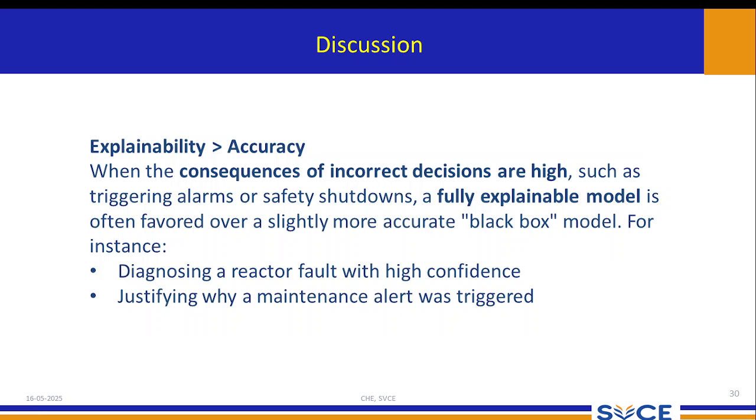So it's very clear. If the consequences of incorrect decisions are high, even though a black box model is slightly more accurate, it is better to go for a fully explainable model. Underline the words fully explainable model. Because of transparency, with an explainable model we are able to justify things. Otherwise, you just go for a more accurate black box model, but the consequences of incorrect decisions are high.